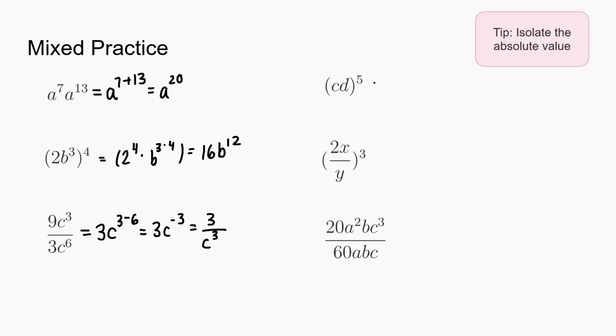Whenever you have a negative exponent, you can make it positive by bringing it down into the denominator. Now we have this one, (c times d) to the 5th power. This one's going to be the power of a product rule. So we know this is going to be c to the 5th power multiplied by d to the 5th power.